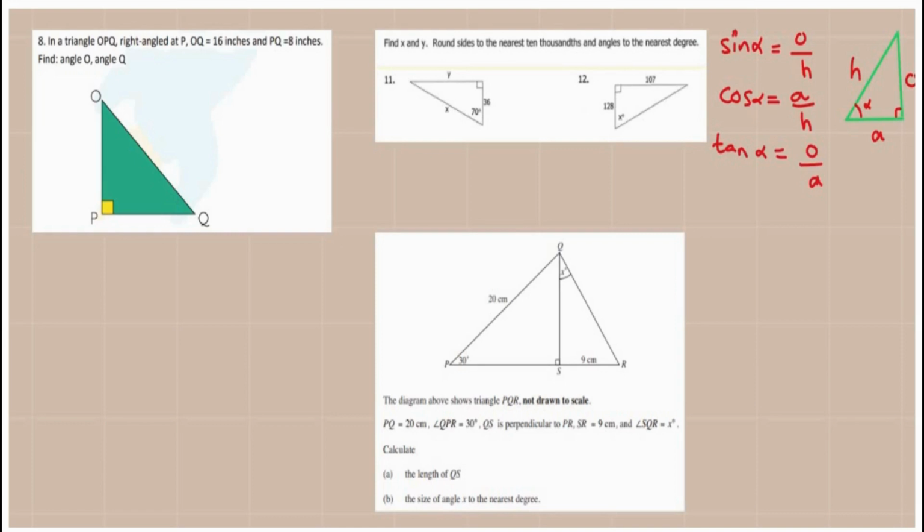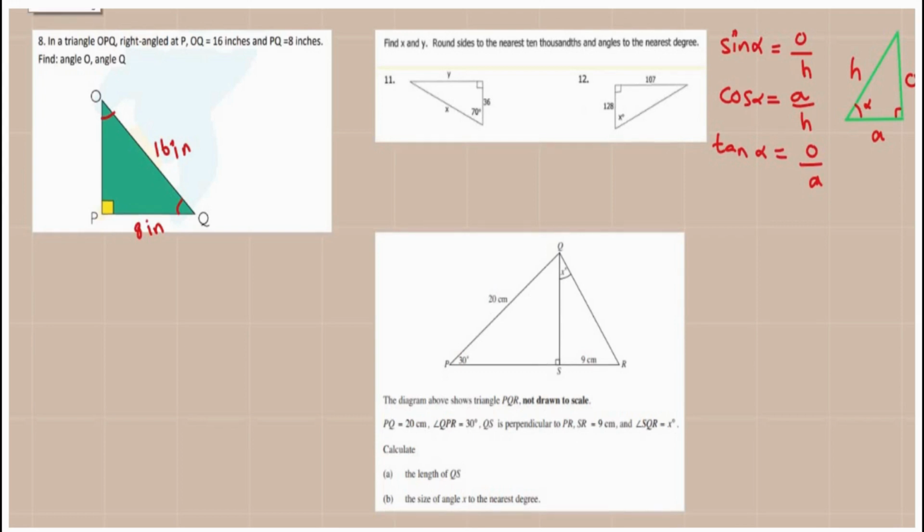Here is the question. In a triangle OPQ, you can see this triangle is given. The right angle is at P. The OQ side is equal to 16 inches, and PQ is equal to 8 inches. Find angle O and angle Q. We have to find this angle and we have to find this angle. So we need to find these angles.